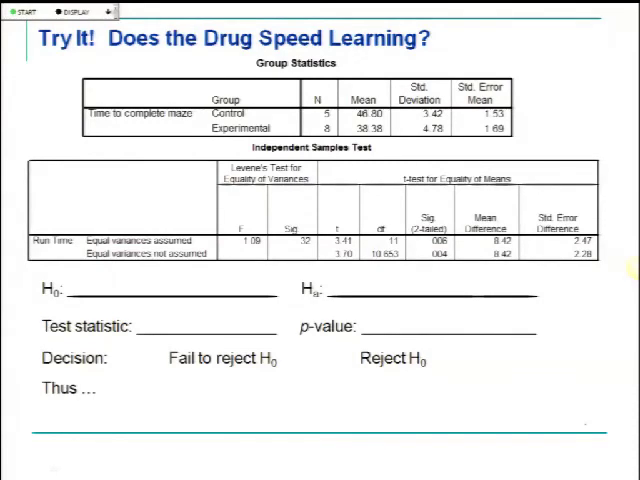Here, we'll have, of course, the standard H0, that mu1, and we can put the equal in between if we want, is equal to mu2. No difference between the 2 groups in terms of their times going through the maze on average. What do I want for HA?